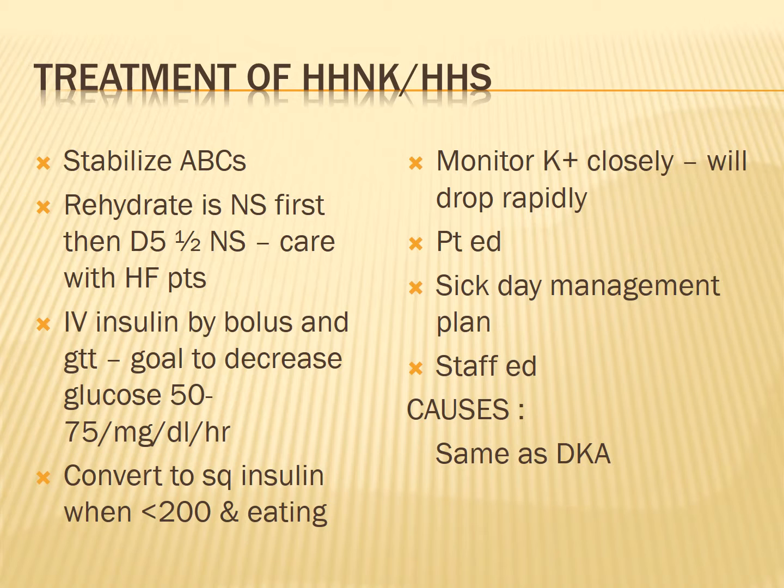We're going to use IV insulin by bolus, and then a drip is started. Our goal is to decrease the glucose by 50 to 75 milligrams per deciliter per hour. We're going to be monitoring that very closely. And we are going to convert from that IV insulin to sub-Q as soon as the patient is eating, and we can get that sugar to be less than 200.